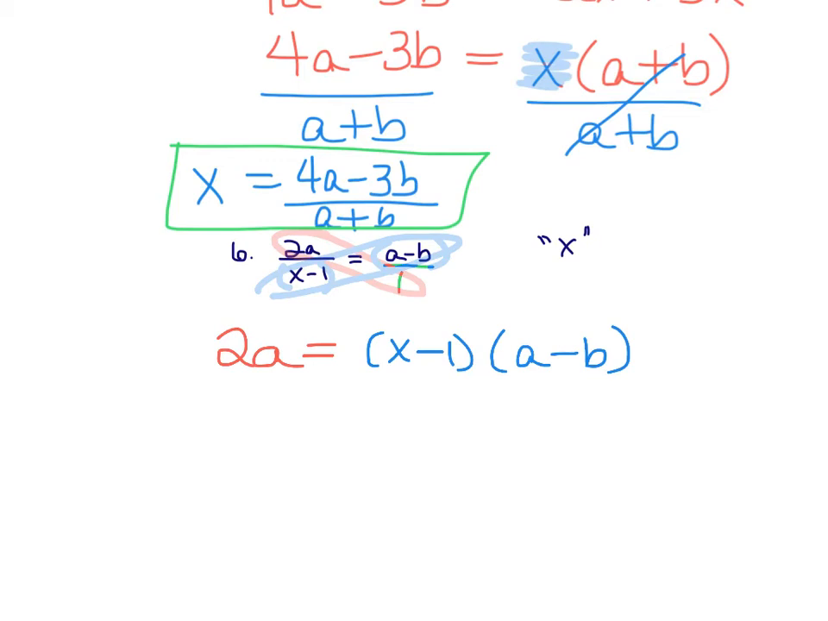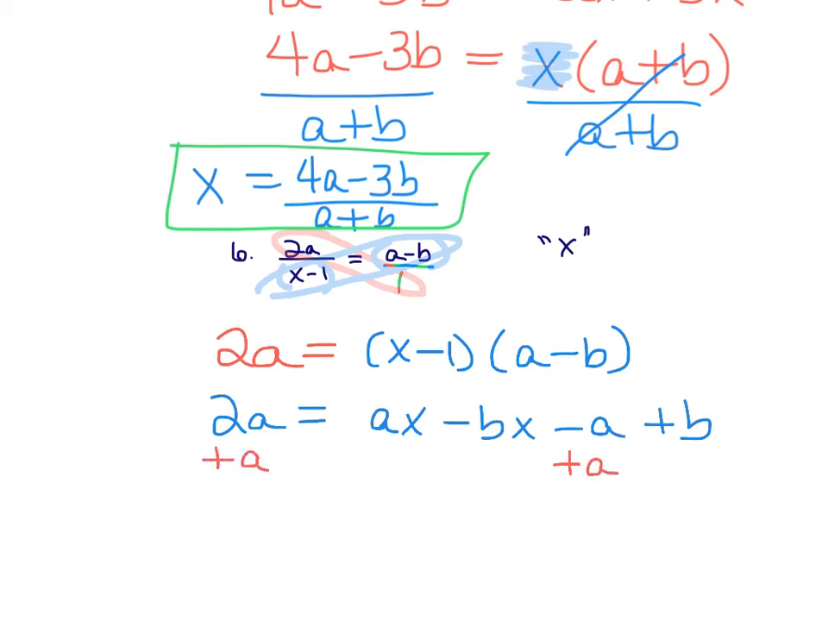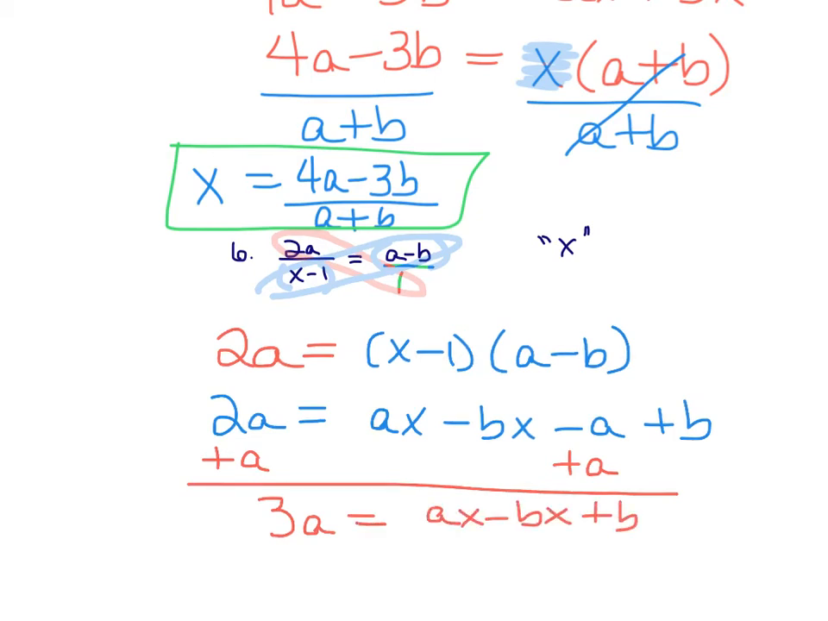So now I need to FOIL the blue side. When I FOIL that, I get ax minus bx minus a plus b. It still equals the 2a. You're trying to solve for x, so I need to move that negative a and the positive b to the other side. So I'm going to add a, and I get 3a, ax minus bx plus b.